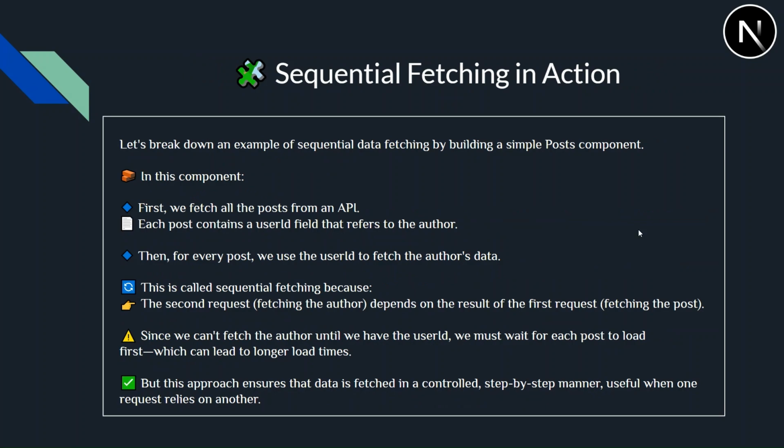So, let's break down an example of sequential data fetching by building a simple post component. In the component, first we fetch all the posts from an API. Each post contains a user ID field that refers to the author. Then for every post, we use the user ID to fetch the author data. This is called sequential fetching because the second request fetching the author depends on the result of the first request fetching the post. Since we can't fetch the author until we have the user ID, we must wait for each post to load first, which can lead to longer load time. But this approach ensures that data is fetched in a controlled, step-by-step manner, useful when one request relies on another. So let's move on to the Visual Studio Code and start building a small example based on sequential fetching in action.